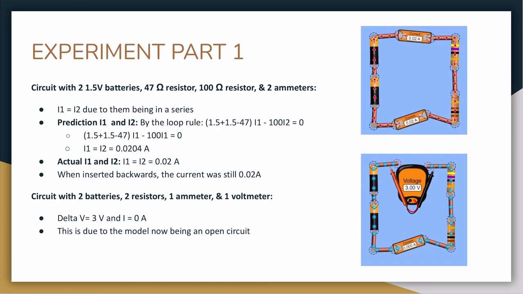We then had a circuit with two batteries, the two resistors, one emitter, and one voltmeter. Delta V equals 3 V, and I was 0 A, which is 3 volts and 0 amps. And this is due to the model now being an open circuit.